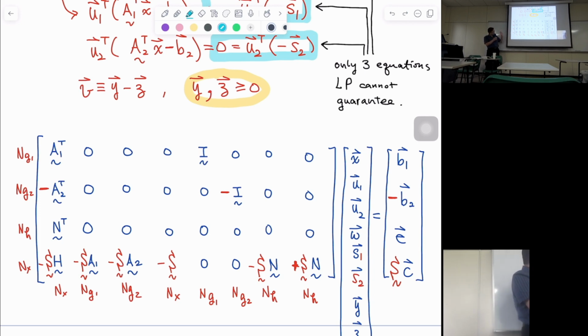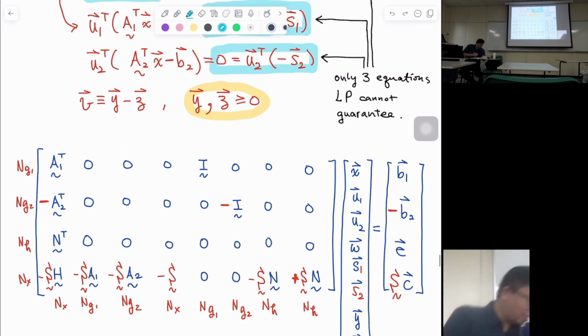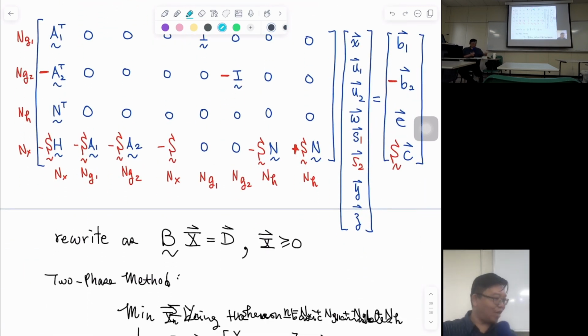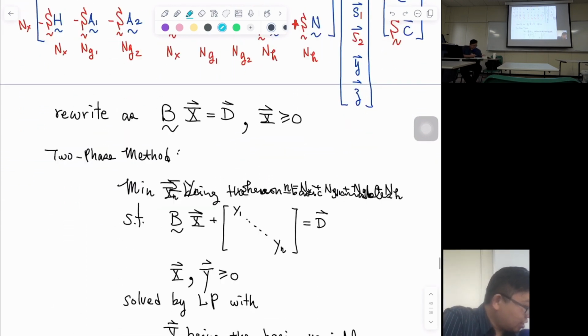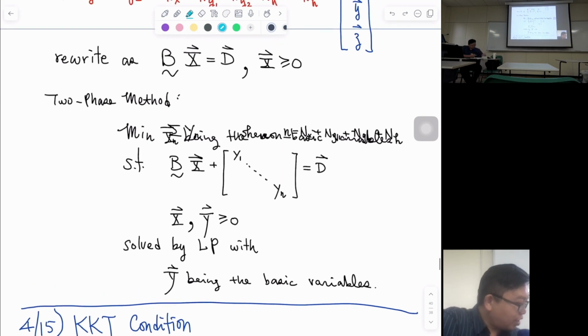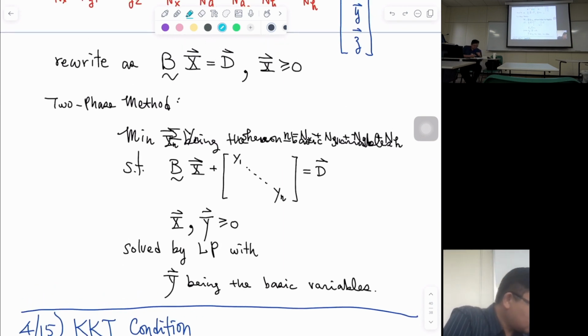So it took me some time to figure out what is the more general way to write this. It turns out if you put a sign of C right here, with some negative and some positive, then everything is right. So anyway, this part took me some time to figure out, and that's what I have. I will give this to you, so if you are interested, you can look into it. So over here, I use the two-phase method, and it works.